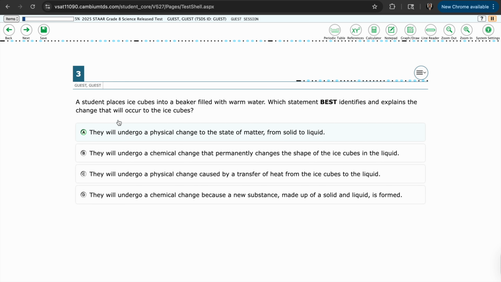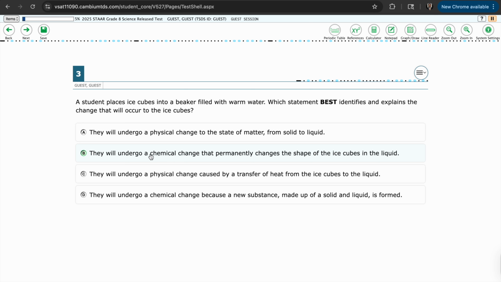Let's look at our answer choices. Which statement best identifies and explains the change that will occur to the ice cubes? They will undergo a physical change to the state of matter from solid to liquid. I like this answer. Let's keep it in our back pocket. They will undergo a chemical change that permanently changes the shape of the ice cubes in the liquid. Well, we know that chemical change is irreversible. Physical change we can reverse, and we can reverse the melting of ice cubes from solid to liquid by simply putting the melted ice back into the freezer.